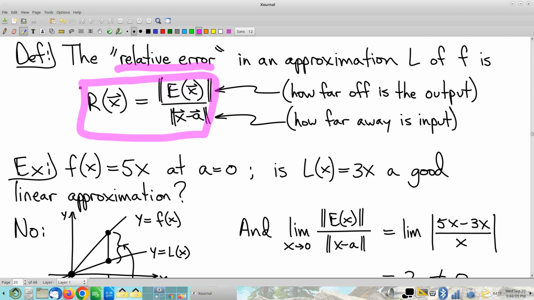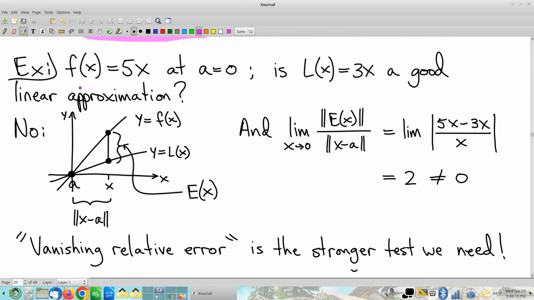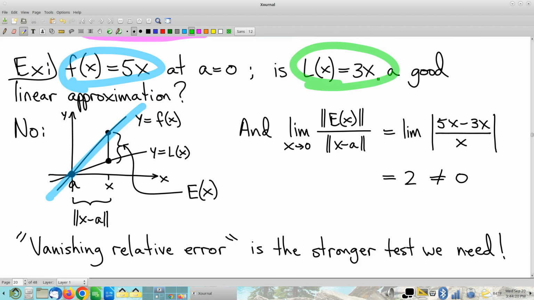That's written here. Now, why would I look at relative error? It does what it's supposed to do. Here we go, same example we looked at before. This function, like so, and the laughably bad candidate linear approximation, 3x. We need some requirement that makes this fail. Again, error didn't do it. Error does not make this fail, but relative error does, because here's your relative error.